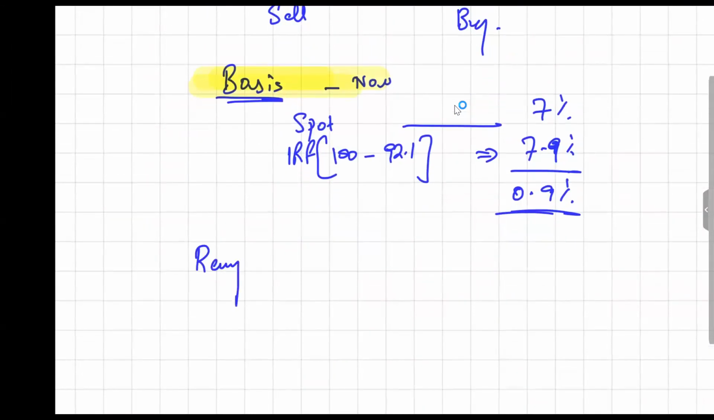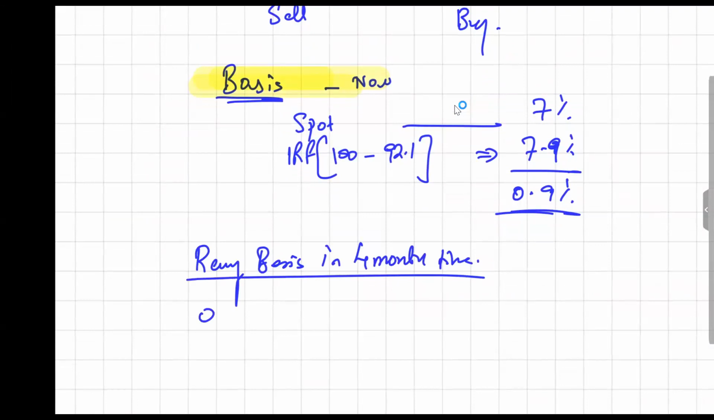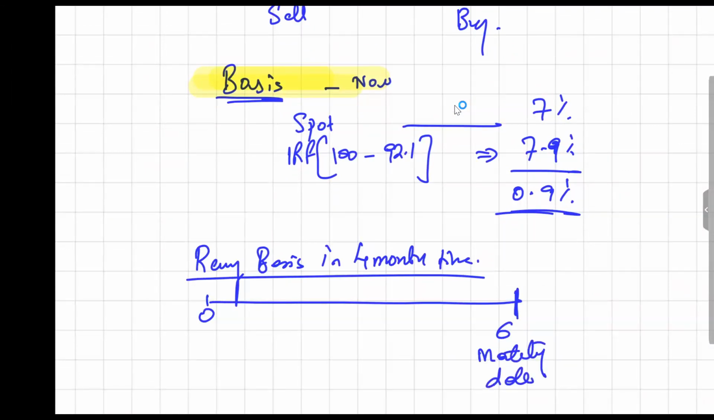And if I have to calculate the remaining basis in 4 months' time, I would say this is time period zero right now. The maturity date is 6 months. And we are talking about these 4 months. So resultingly, what's going to happen is that the 2 months basis would remain.